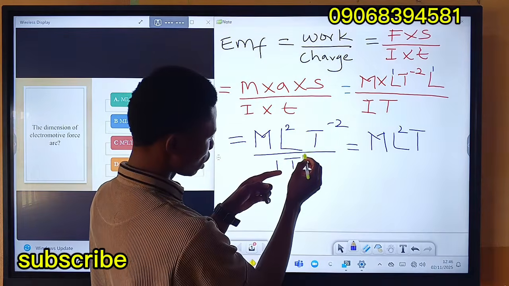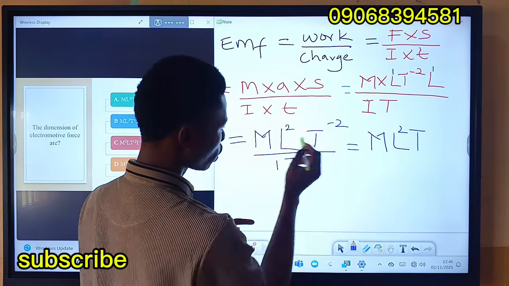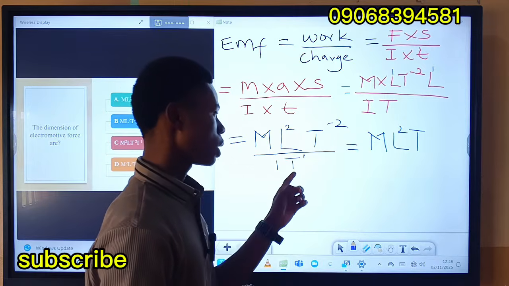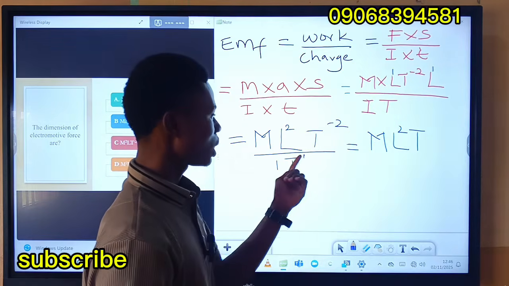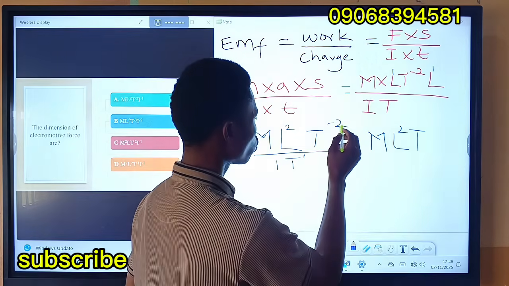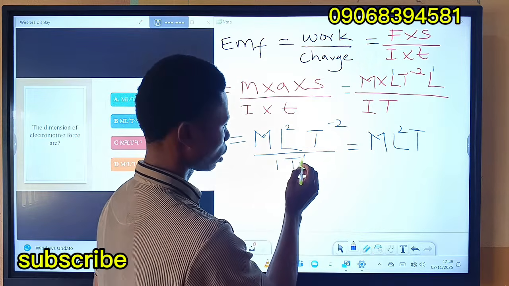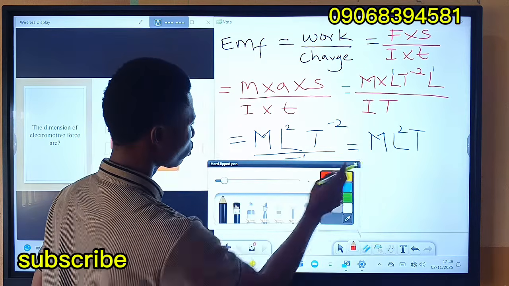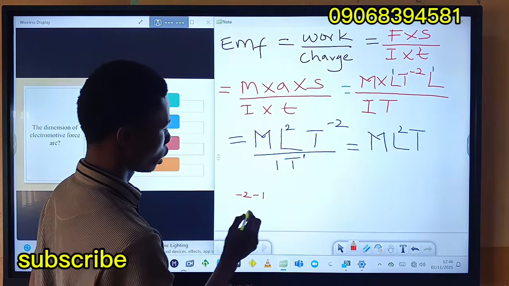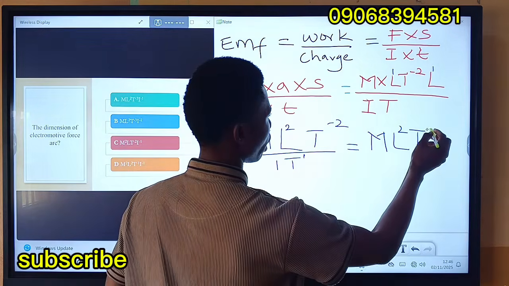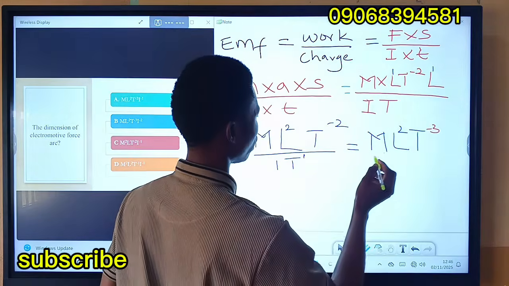You know this t here is the same thing as t raised to power 1. So we have t here and we have t here. By the law of indices, since the bases are the same, I'll pick just one. And since this is division, what will I do to the powers? I'll subtract the powers. So minus 2 minus 1, minus because this is division. Now minus 2 minus 1 is what? Minus 3. So the power here will be minus 3.